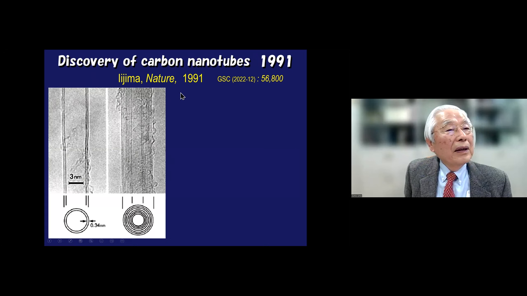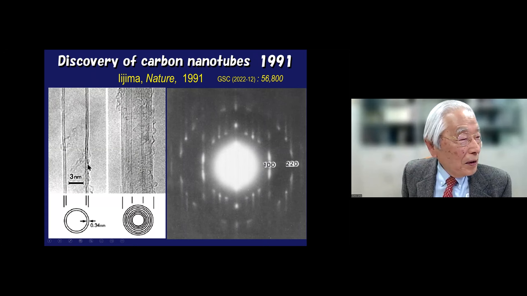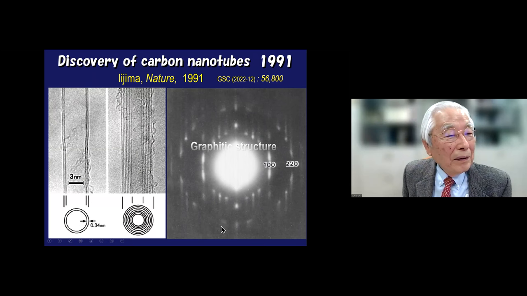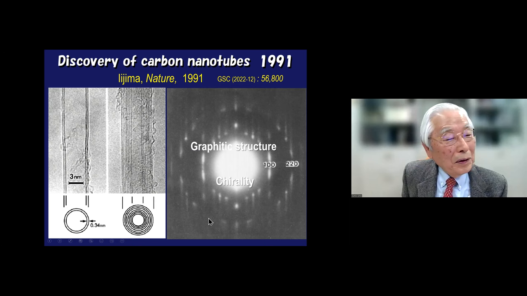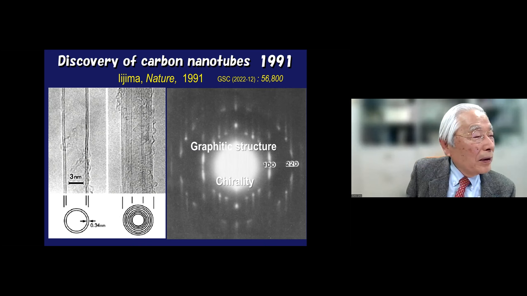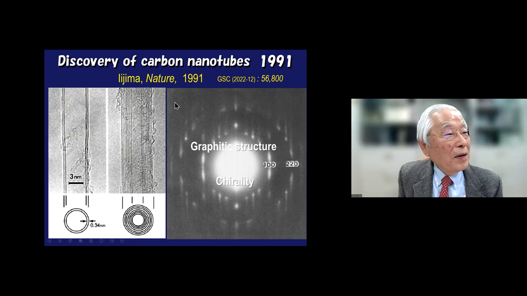As I said already, to convince people this is a graphitic structure, you need this electron diffraction pattern. If you analyze this pattern, you can say that it really has a graphitic structure, not amorphous. So when you find something new, you need to show convincing evidence to make people believe your finding. By the way, this citation count is amazing.